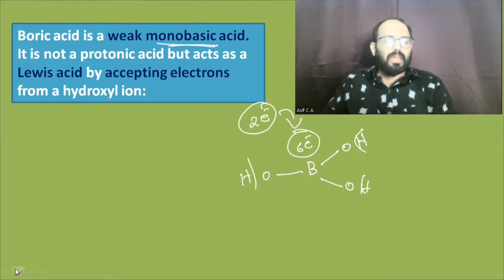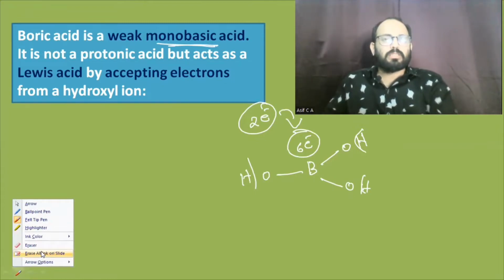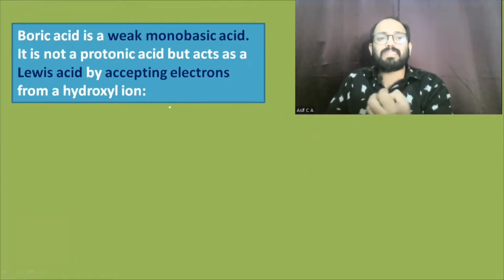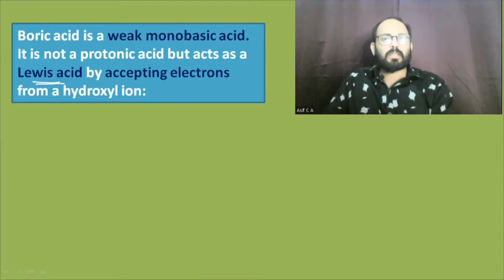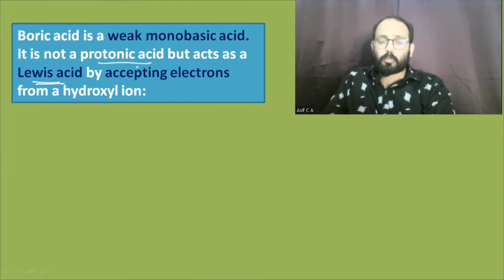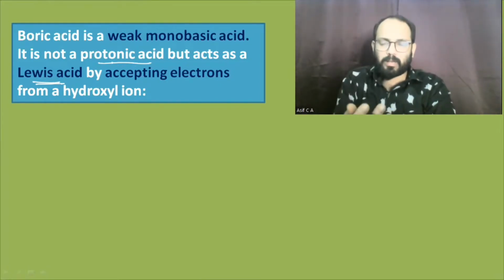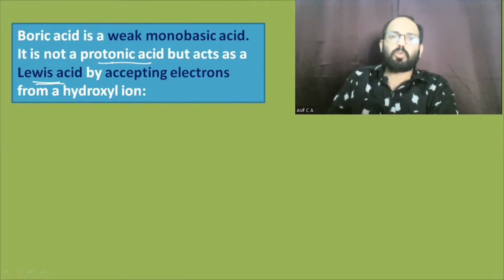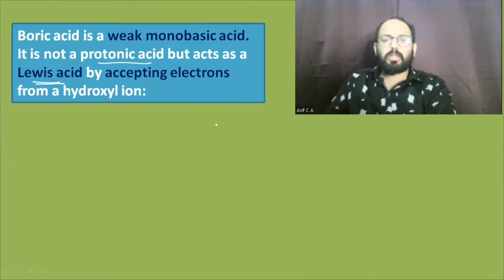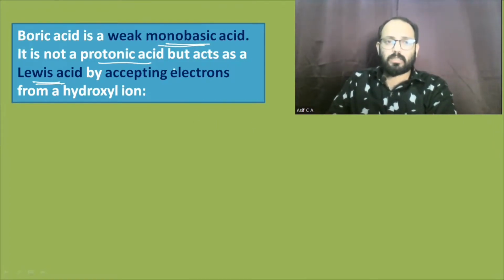So he will be accepting the electron pair. So what we can call him is a Lewis acid. So it is not a protonic acid. It is not a protonic acid, it is a Lewis acid. So H3BO3 is a weak monobasic Lewis acid. It is accepting the electron pair from the hydroxyl ion.